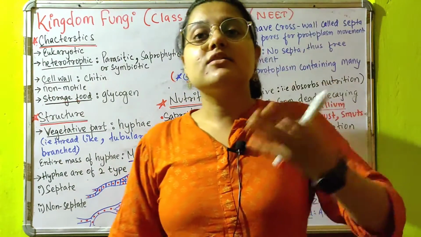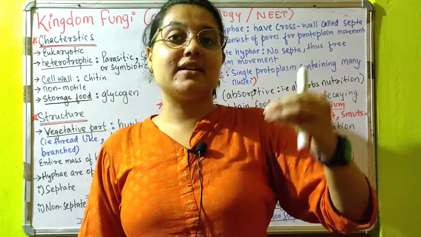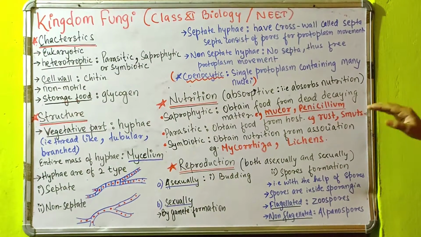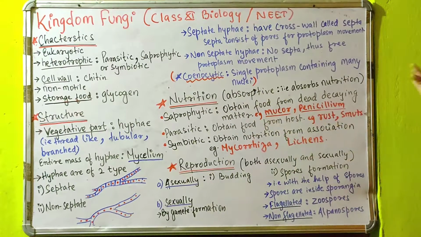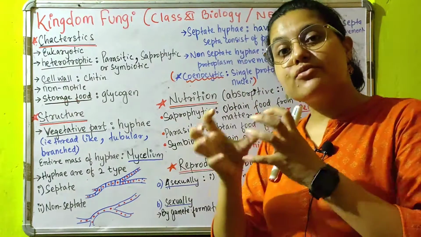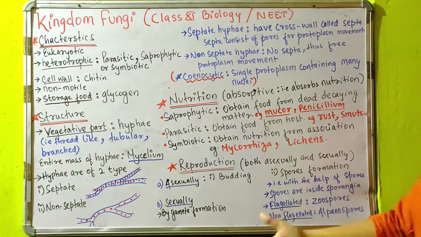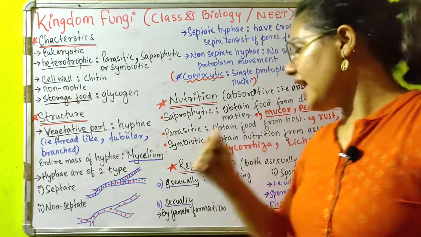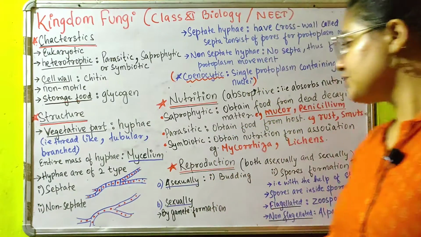And if only the thing which is sitting on the body is getting benefited, then that is host. Now you see, obtain food from host, that is rust and smuts. And symbiotic, obtain nutrition from association. Association means both organisms which are in the association are benefited. The example is mycorrhiza and lichen. Mycorrhiza is the association between fungi and plant root, and lichen is the association between fungi and algae. You note it down, that is very important.